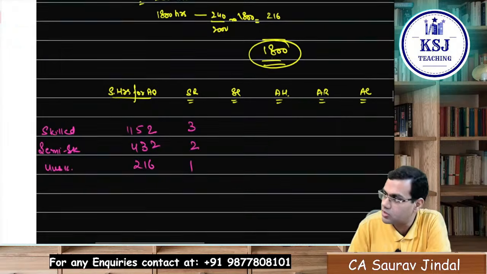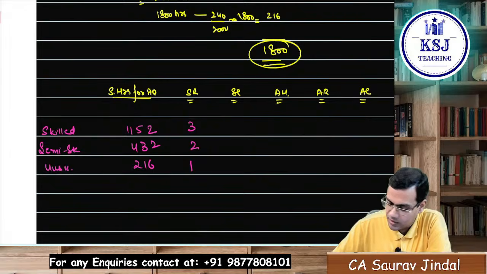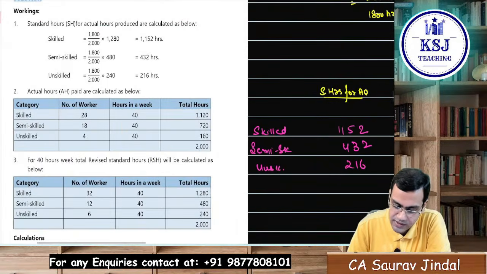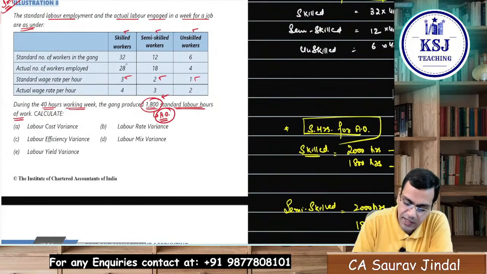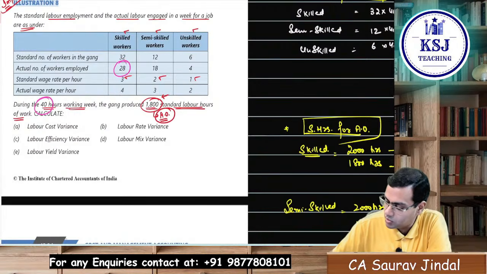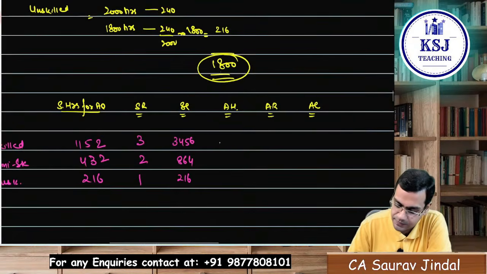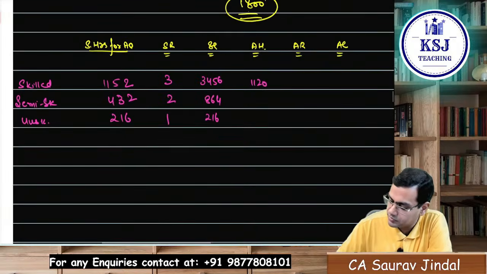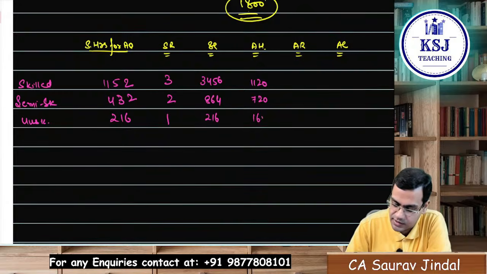So what is the standard cost? 1152 multiplied by 3, that is 3456. 432 multiplied by 2, that is 864 and 216. What is the actual number of hours? Actual number of hours will be 28 multiplied by 40, actual workers into number of hours, that is 1120, right? For this will be 18 and 4. 18 multiplied by 40, that is 720 and 4 multiplied by 40, that is 160.